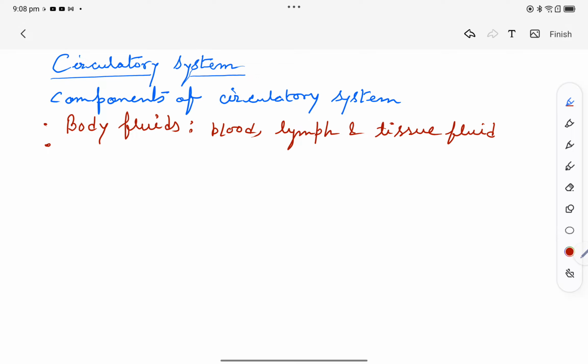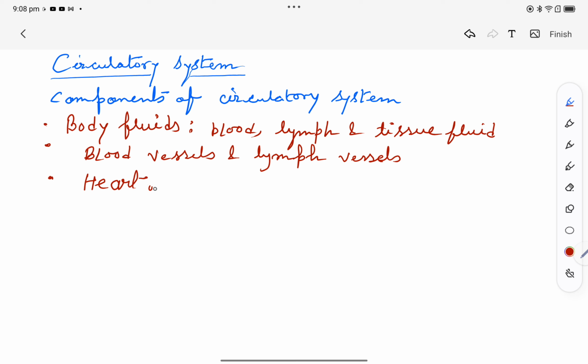Second one, we are going to get blood vessels and lymph vessels. And the third one is the most important one, that is the heart. Fine. So first we are going to talk about blood.